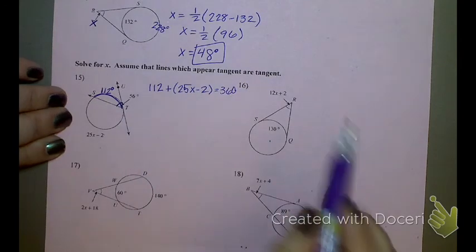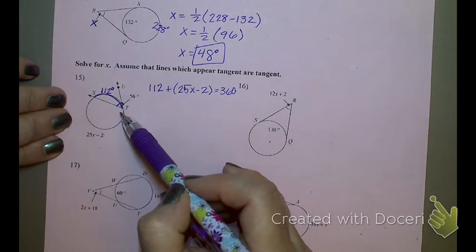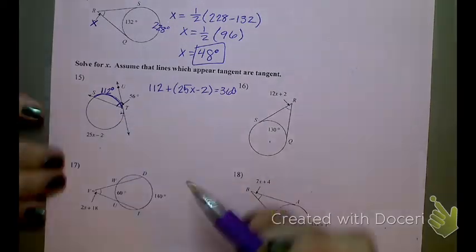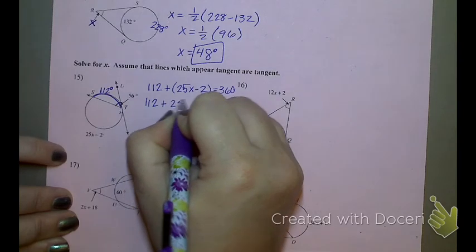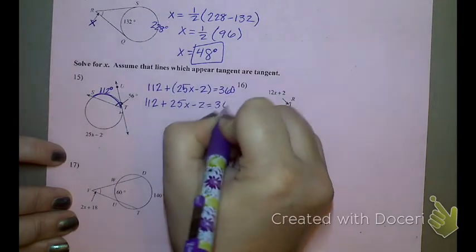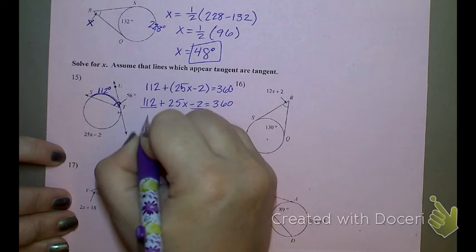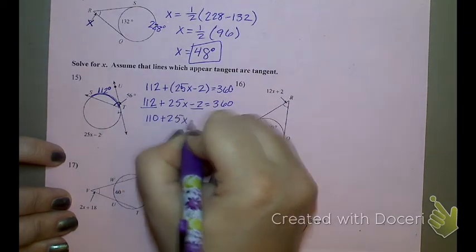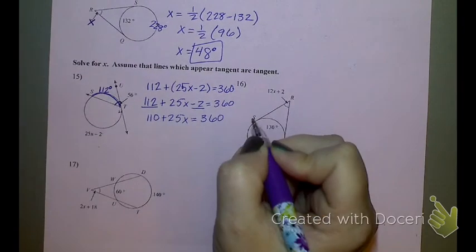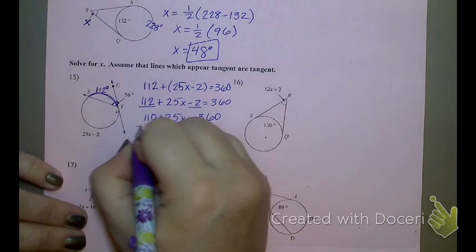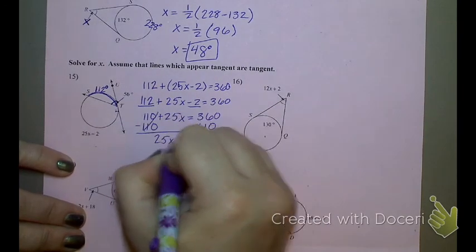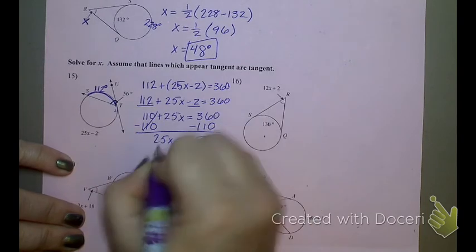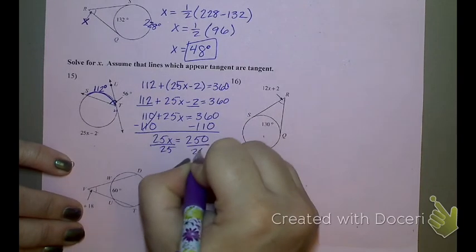Now another way I could do it is I could find, if this is 56 degrees, I could find this angle, right? And I could say that double that is equal to this. So that's another way I could go about that. So let's see, 112 plus 25x minus 2 equals 360. If I combine my like terms, I have 110 plus 25x equals 360. What do I do from here? Subtract 110. So 25x equals 250. Divide by 25. And x is 10.